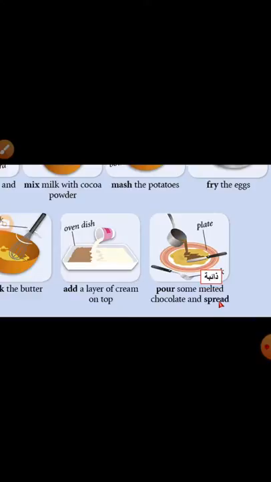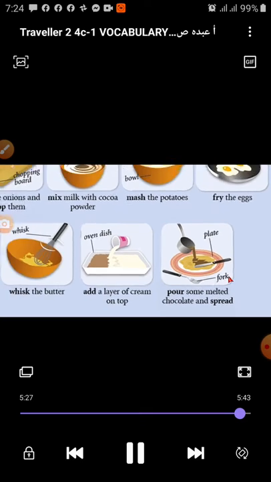Chocolate and spread. When you spread, you make something cover a large area. Like you want this chocolate to cover the whole plate. You need to spread it all over. This is a plate and this is a fork.